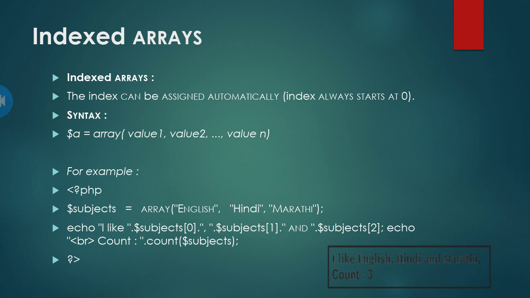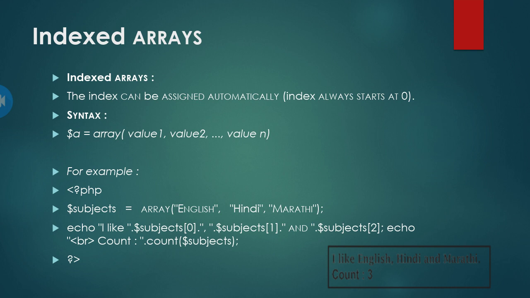So look at the syntax of the indexed array. The syntax is $a = array(). Array is the name of a function, and in the brackets you have to give the values whatever you want to print. You can simply give any number of values by separating them with commas. So this is the syntax of an indexed array.